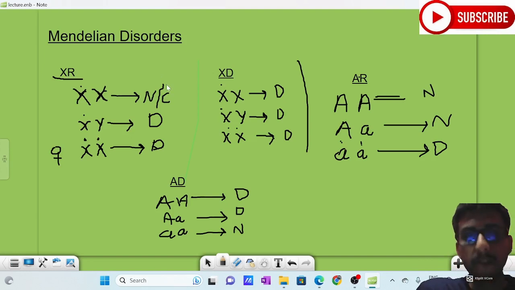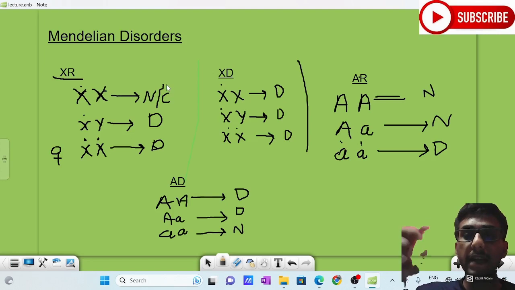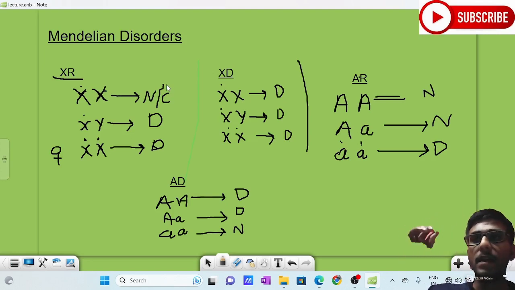I have said the examples. In X-linked recessive, some of the examples are color blindness, hemophilia, Duchenne muscular dystrophy, and Hunter syndrome. X-linked dominant, there is actually no disease mentioned in your textbook. And in autosomal recessive, some of the diseases are phenylketonuria, albinism, xeroderma pigmentosum, sickle cell anemia, thalassemia, etc. Actually, in your textbook thalassemia, sickle cell anemia and phenylketonuria are discussed more deeply, and cystic fibrosis also.